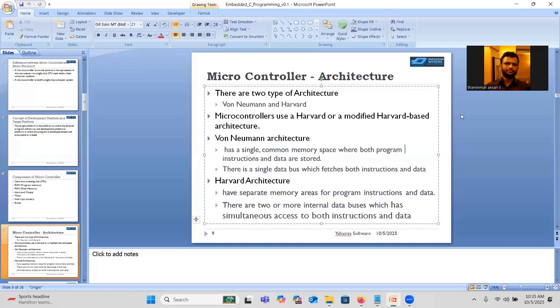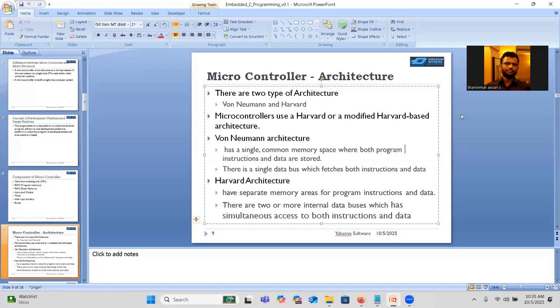So let us proceed for today's topic. In the last session, we had discussed basics of embedded system to some extent. Moving forward, now we are going to discuss different architectures in microcontrollers. There are two types of architectures that we have in modern day microcontrollers. They are Von Neumann architecture and Harvard architecture. What is the difference between these two?